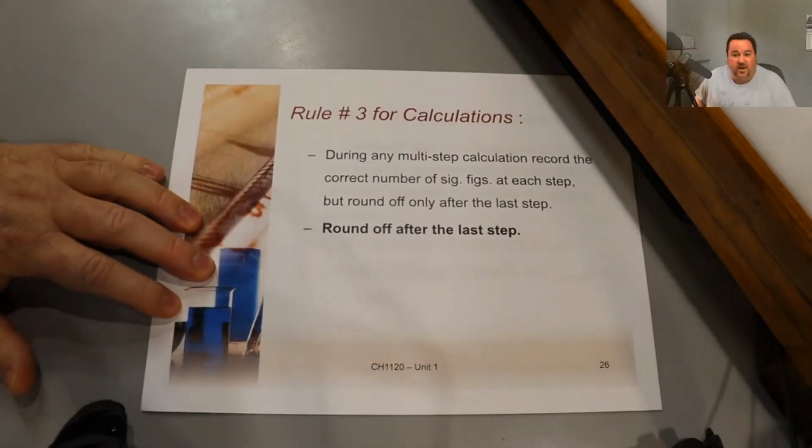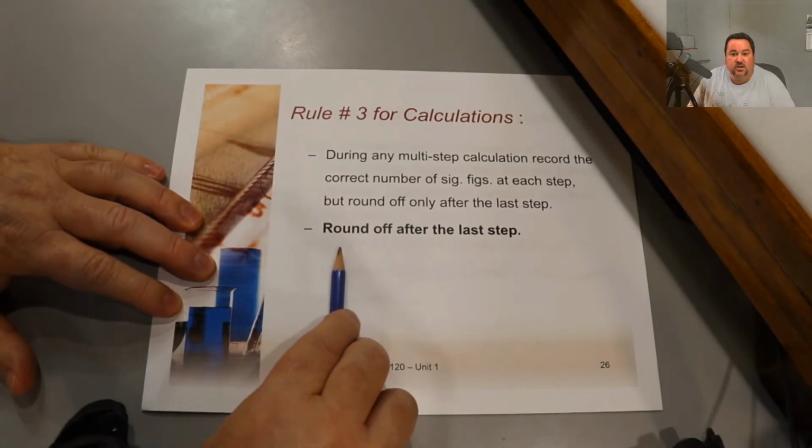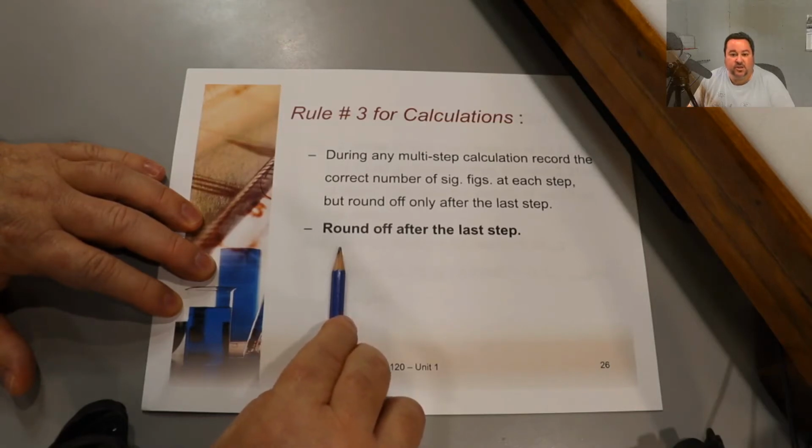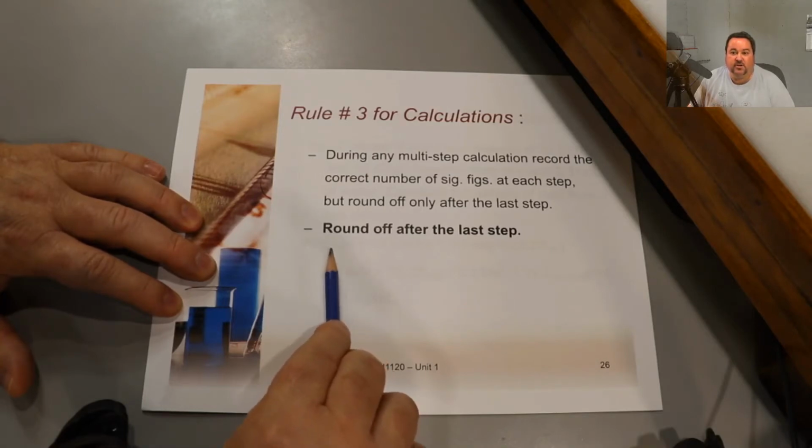The third and final rule for calculations is that you only round off after the last step. While you need to keep track of your significant figures stepwise, we don't actually round anything off until after the last step. If we round repeatedly, we will be off from the right answer and you're going to lose marks.